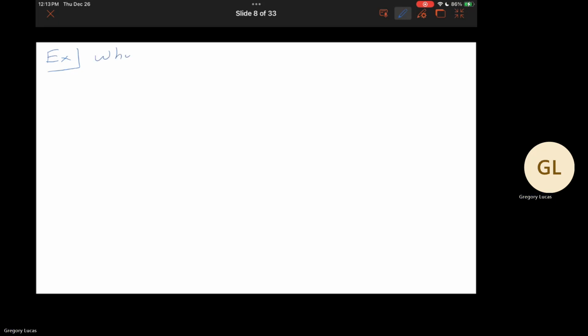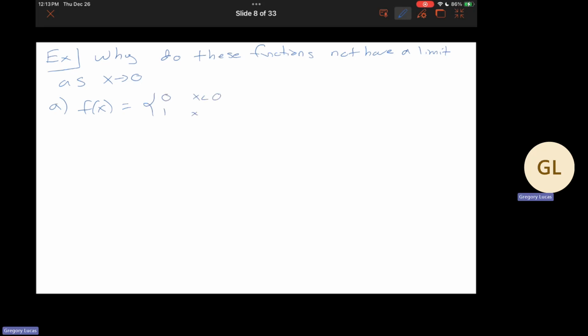So why do these functions not have a limit as x goes to 0? Right? So function 1, I'll call them all f. Let's say f of x is 0 and 1. Say this is x is less than 0, x is greater than 0. So think about what that graph might look like.